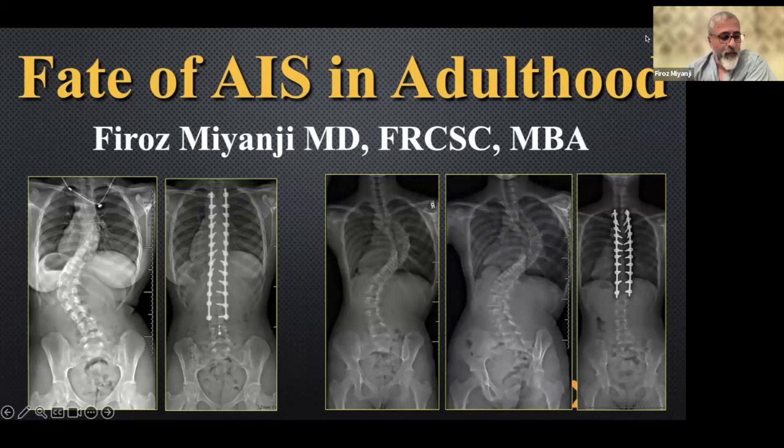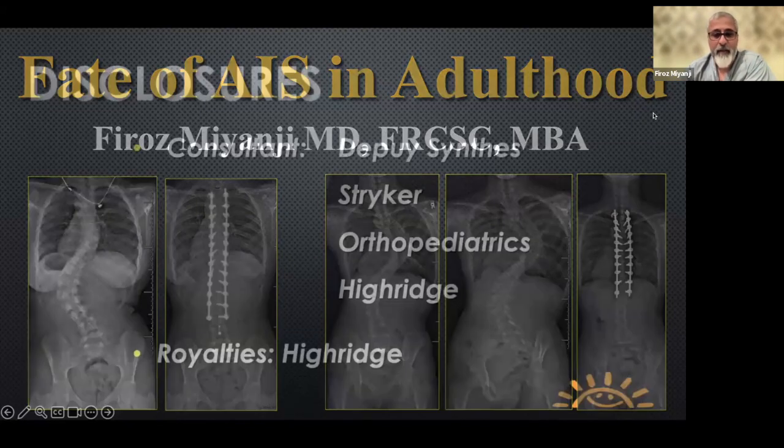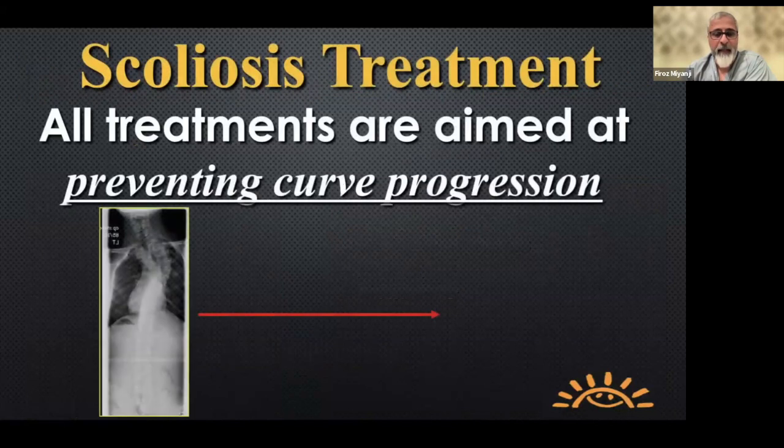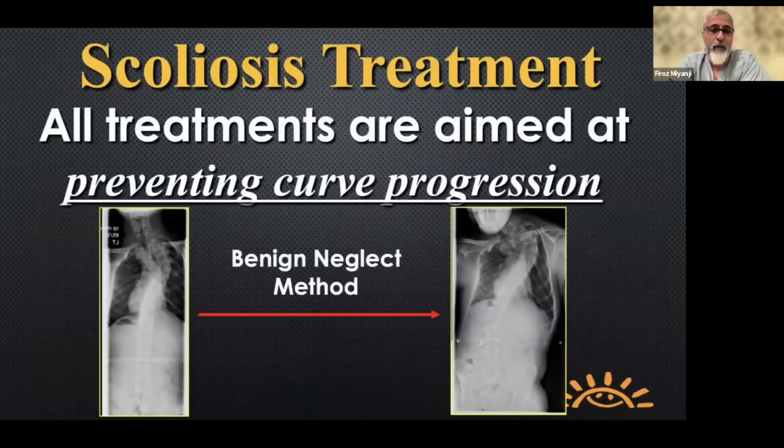Now, you heard a lot on different etiologies of scoliosis, but this is obviously going to be talking about idiopathic scoliosis, and adolescent idiopathic scoliosis in particular. These are my disclosures.